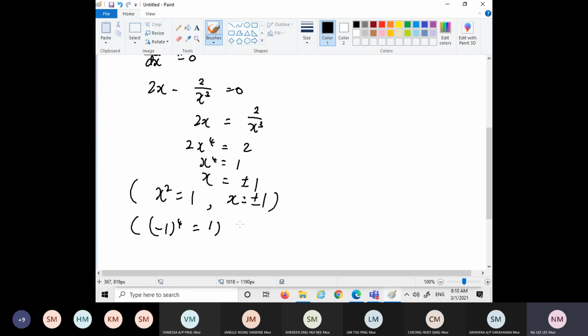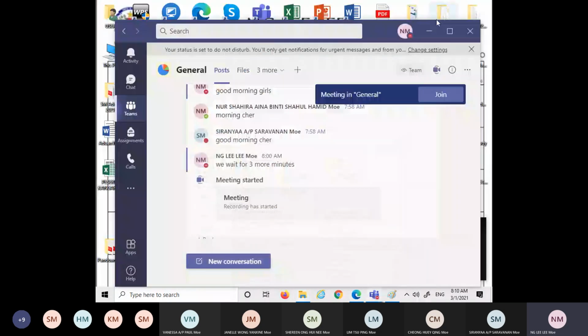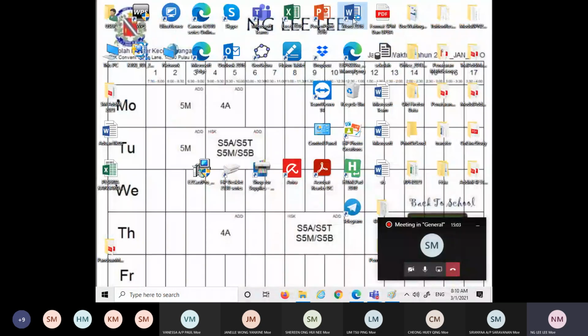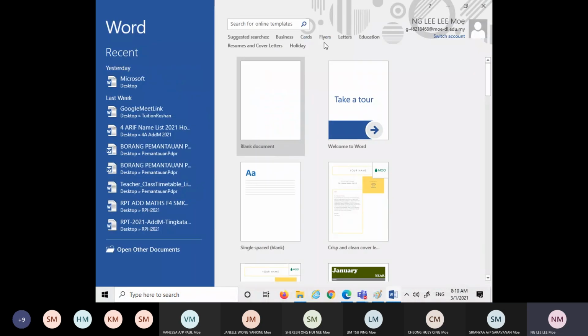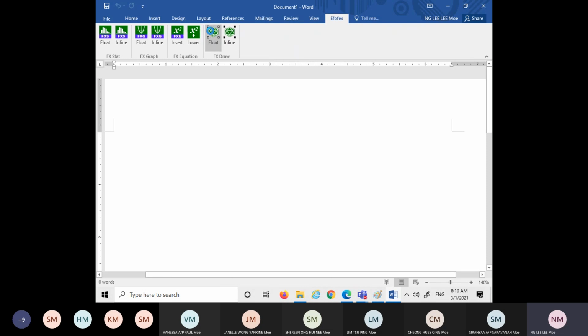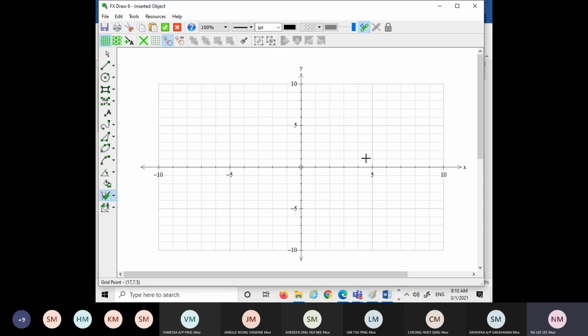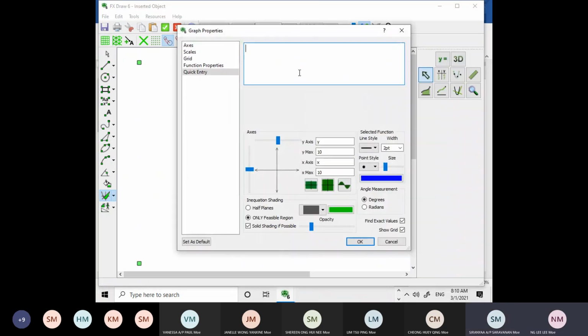With the same steps, I want to show you the graph of these functions and prove that there are 2 minimum points. Wait for a while. Can you see I enter the words and I enter f(x) draw? Yes or no? Yes, teacher.